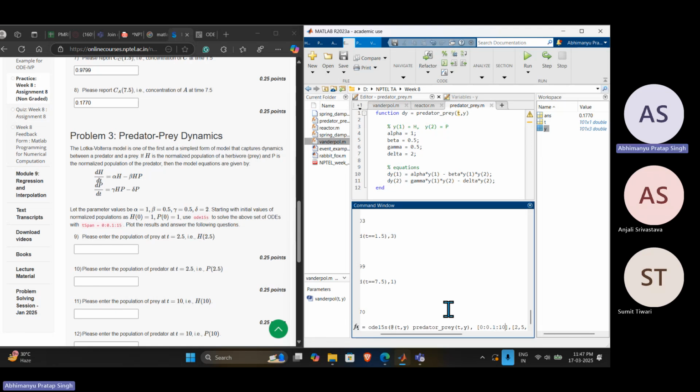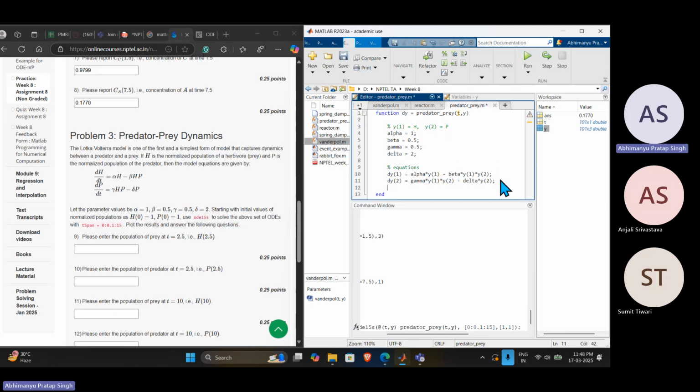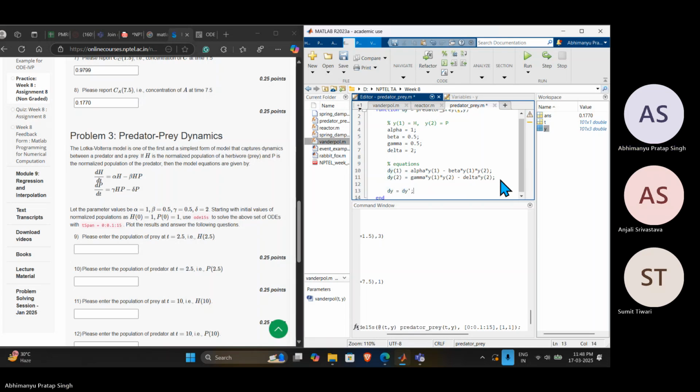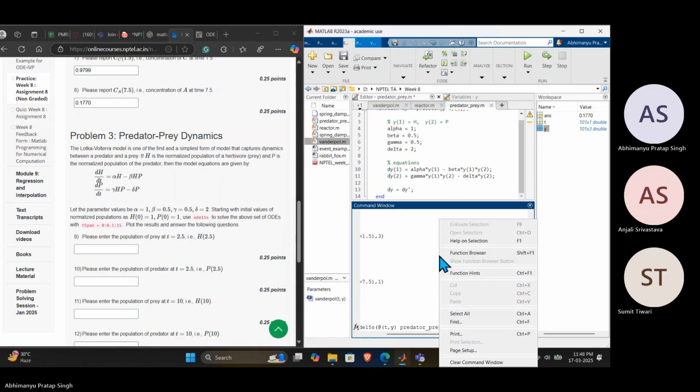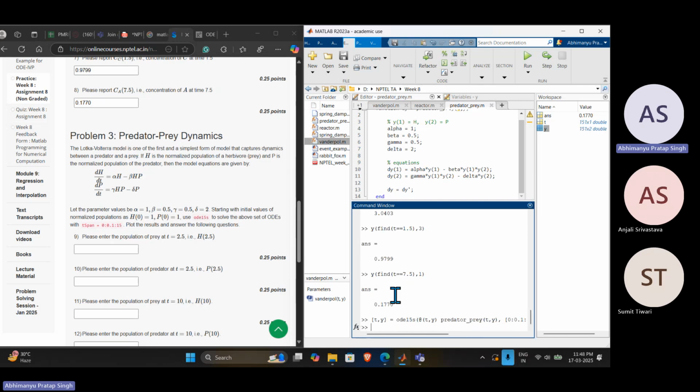Time span is up to 15, and we have only two initial conditions. The first one is 1, the other one is also 1, and we need to remove this. Also we need to convert this into a column vector. Fine, so I will run this.